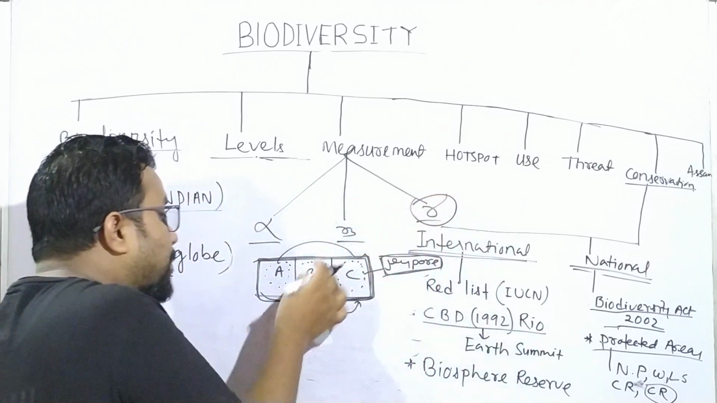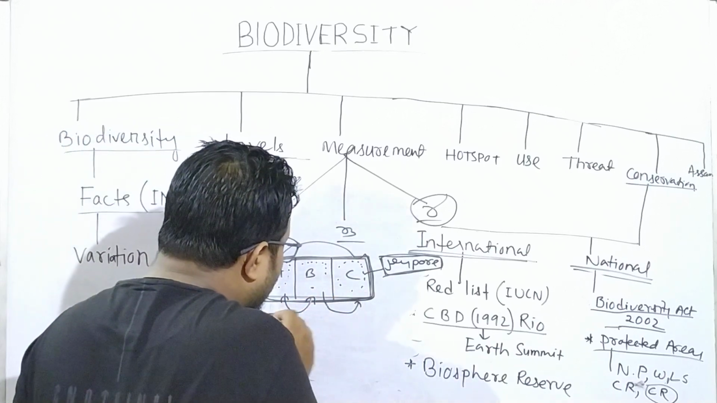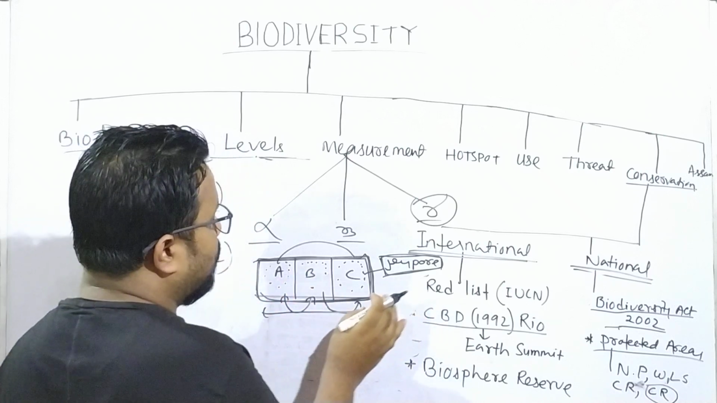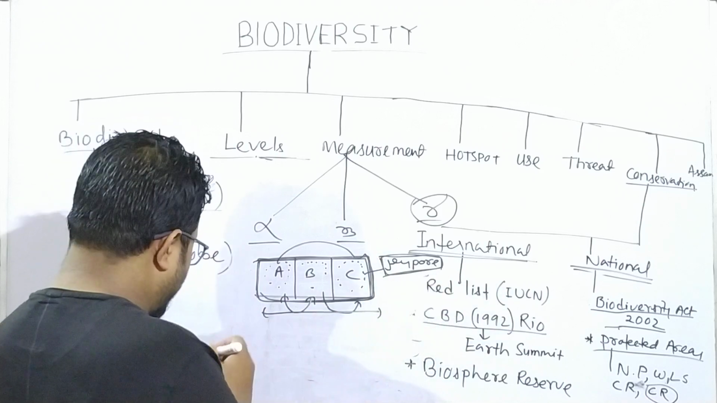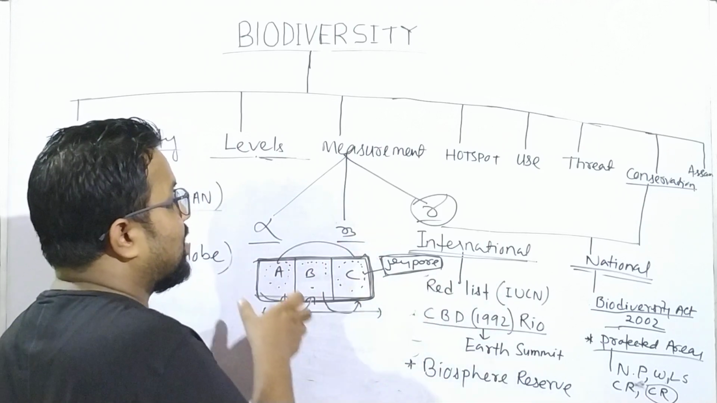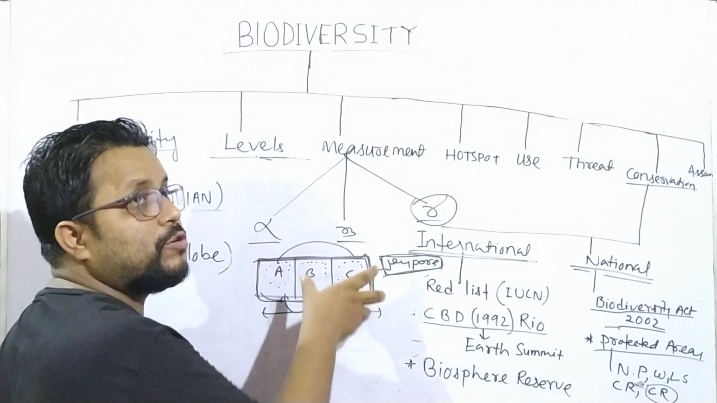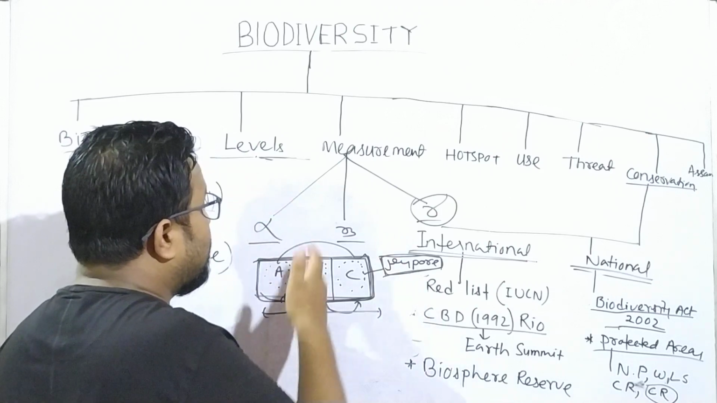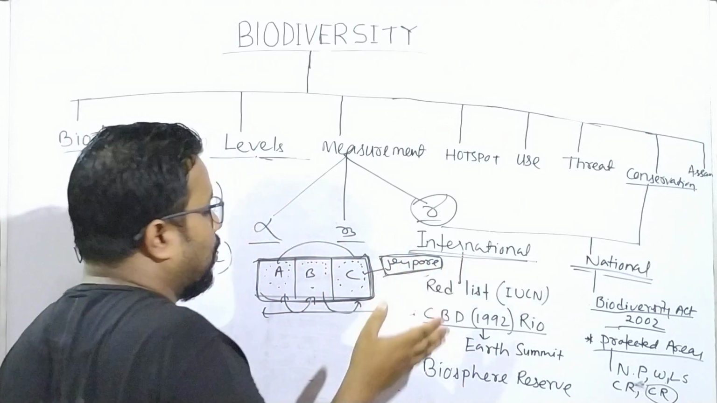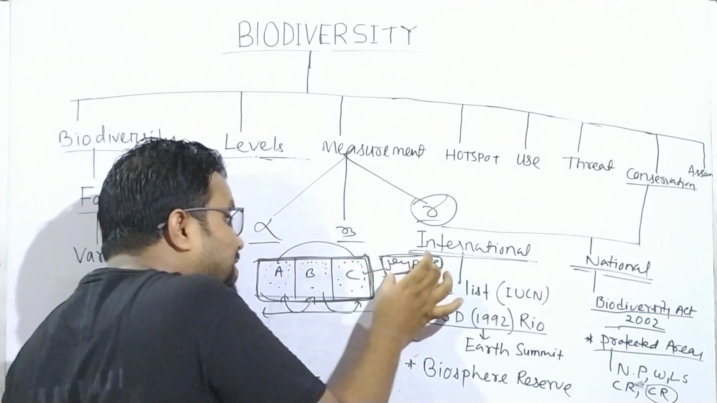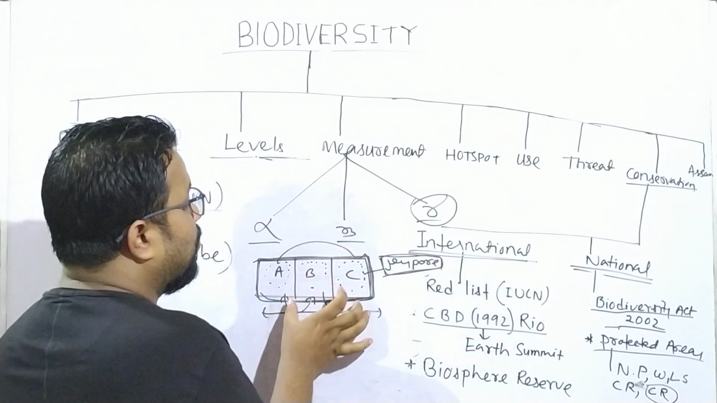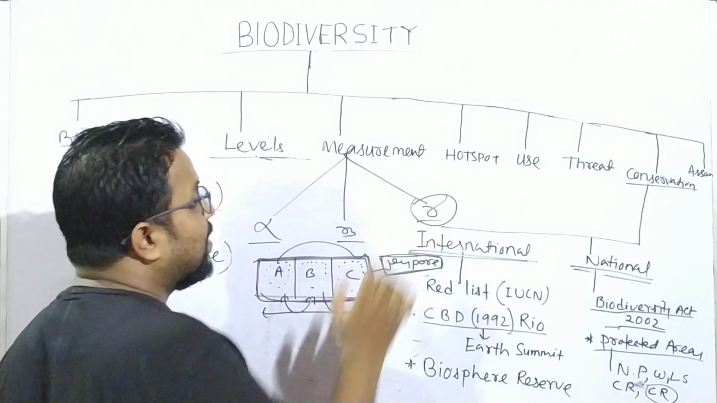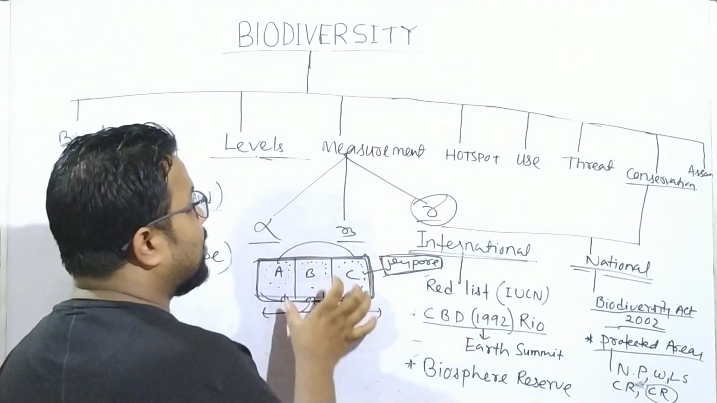Gamma means the total number of species present in the whole ecosystem. Whole ecosystem means A, B and C as a whole. If I compare overall species in the ecosystem, we will not divide into A, B and C. We will consider as a whole the total number of species present in the Jaipur forest. That is called gamma.